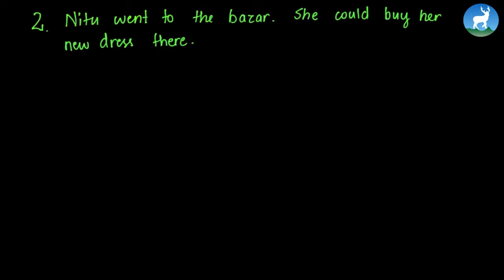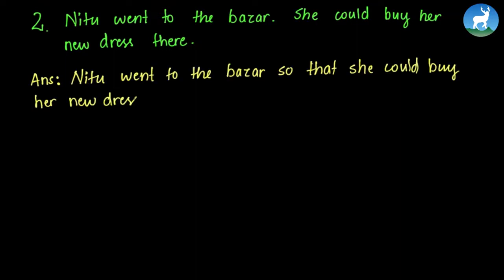Next we have, Neetu went to the bazaar, she could buy her new dress there. So again, we need a reasoning connective here, as the reason behind Neetu going to the bazaar is that she could buy her new dress. So we can say, Neetu went to the bazaar so that she could buy her new dress. So here, so that is the connective that we've used.